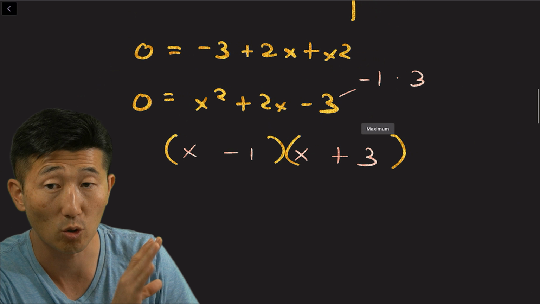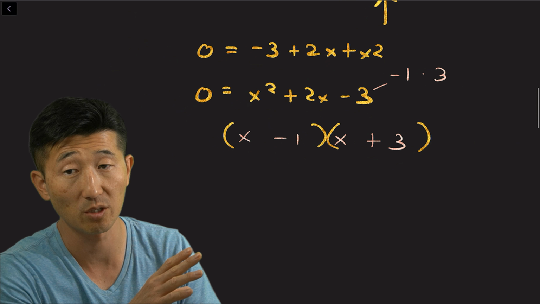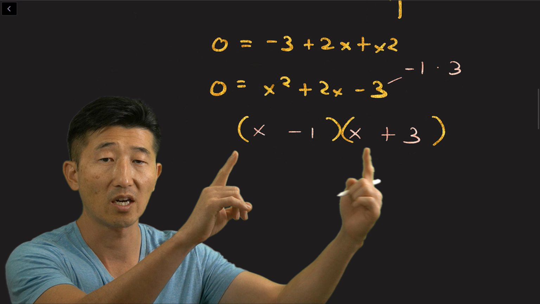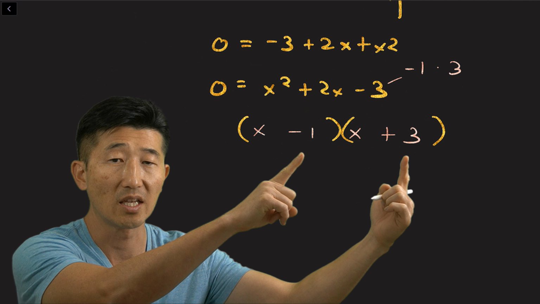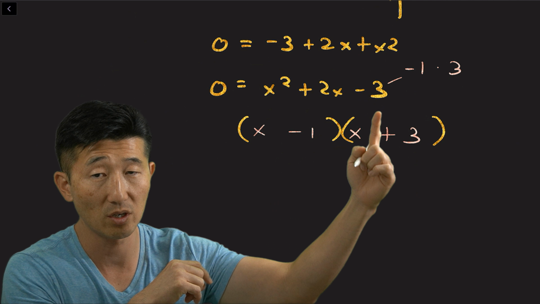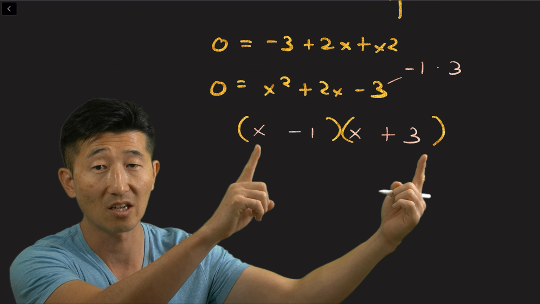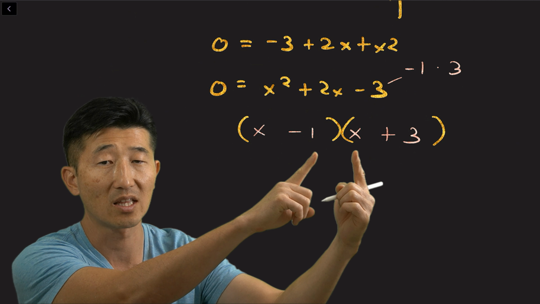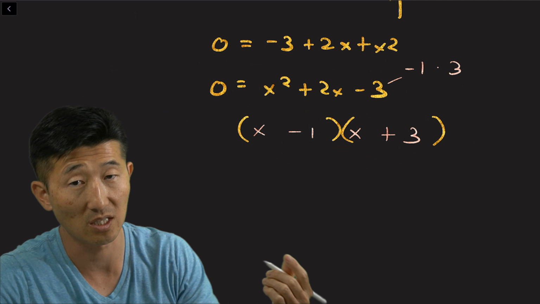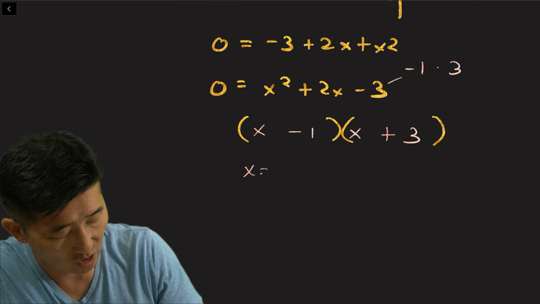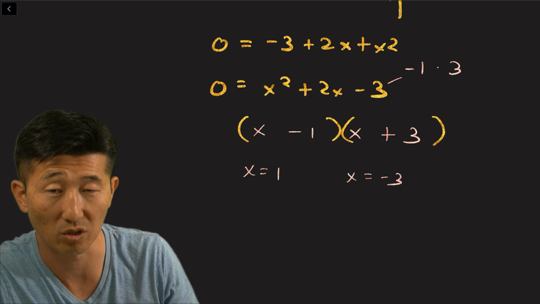Now, when I do this, I do a quick double check because sometimes you can actually make a mistake. So you check it out. x and x becomes x squared. Negative 1 and positive 3 becomes negative 3. To check the middle term, you multiply the outside two and add the middle two multiplied. So 3x minus x is 2x. So here x is equal to 1 and x is equal to negative 3.